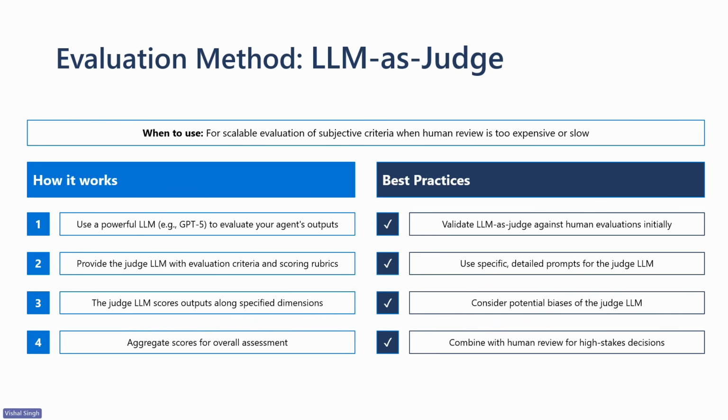Moving further to LLM as judge, in which we basically use a powerful LLM, for example GPT-5, to evaluate your agent's output. We repeat the process with the LLM as a judge, and we provide the LLM with the right defining criteria based on which it has to perform those operations, and then following the same approach, it has to aggregate the scores for the overall assessment. It should be validated against a human first to ensure that it is working in the right sense. We should use properly defined, detailed prompts so the LLM knows what the judging criteria are. It should not have any biases involved in the process, and it should be combined with human review for high-stakes decisions.